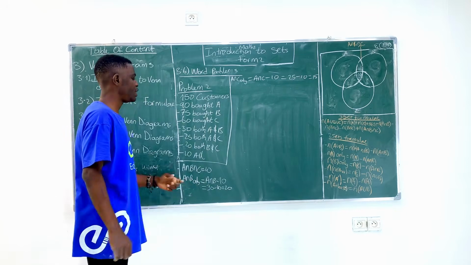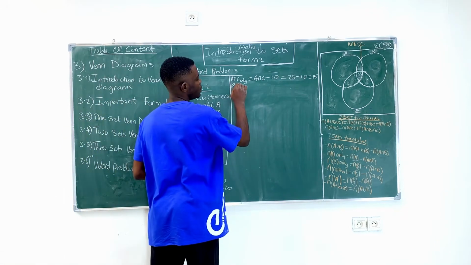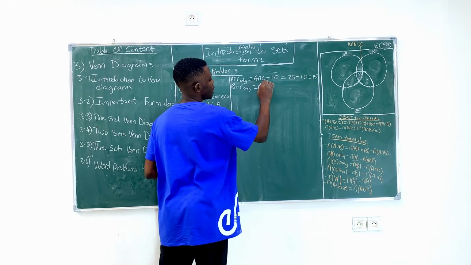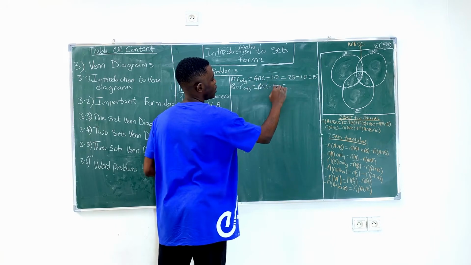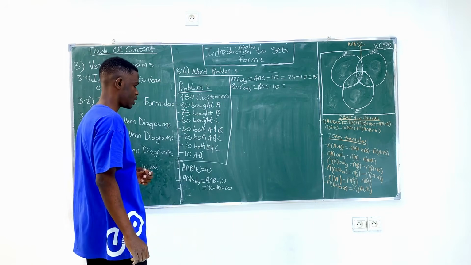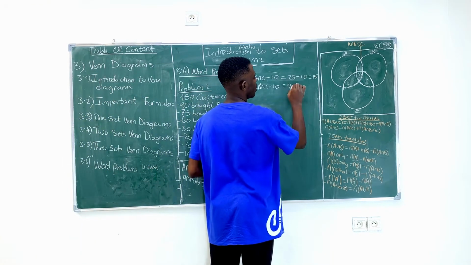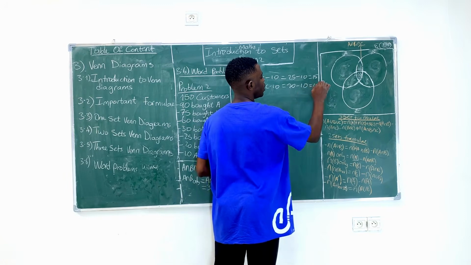So now we have B intersection C. What is B intersection C only? It is equal to B intersection C minus 10, which is equal to, what is B intersection C? B and C, 20 minus 10, equal 10.